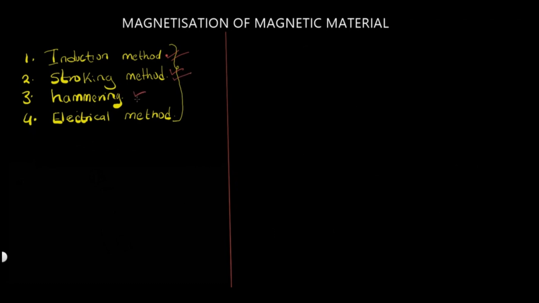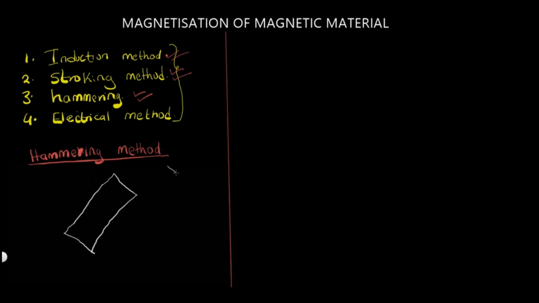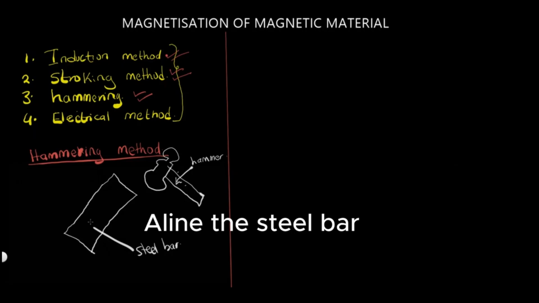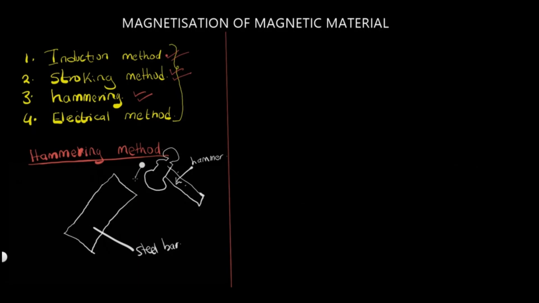Now let us look at the hammering method. So how do we magnetize a material in this method? Now let us say, for example, you have a steel bar like this, then you have your hammer here. So this is your hammer. So how can you magnetize this steel bar by the hammering method? What you're supposed to do is align this magnet in the Earth's magnetic field. So we are supposed to align it like this. Let's say this is the Earth's magnetic field, this being the north pole and this being the south pole.